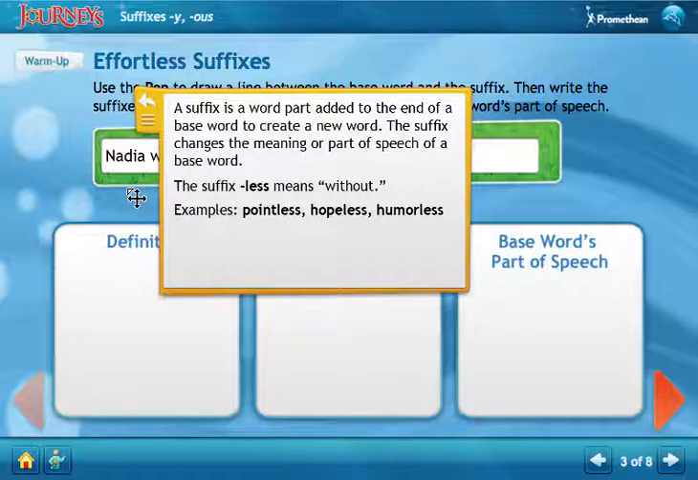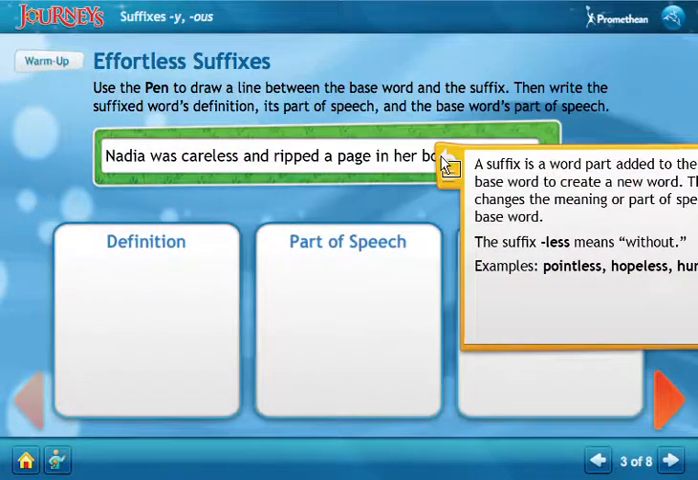For example, the suffix less means without. So, some examples are pointless, hopeless, and humorless. Pointless would mean without point. Hopeless would mean without hope, and humorless would mean without humor. So let's work at this first one here.